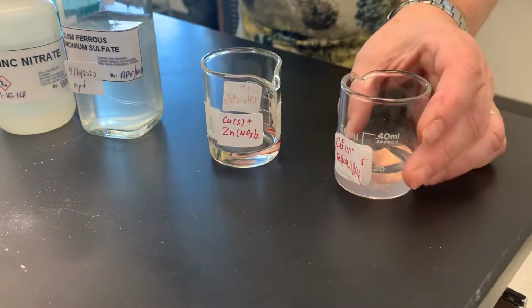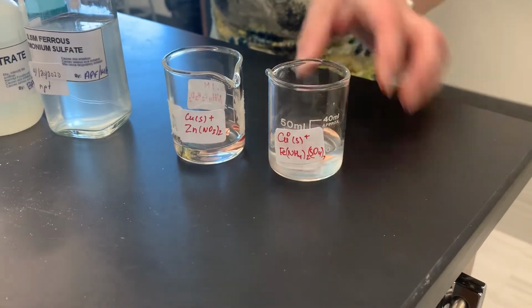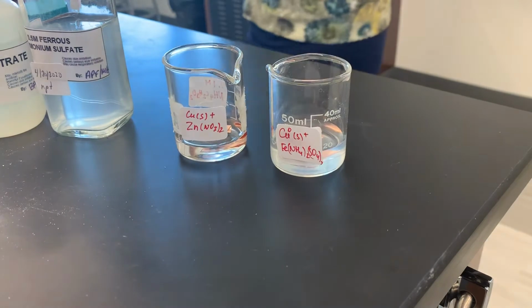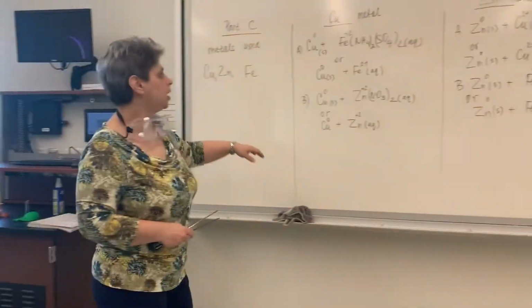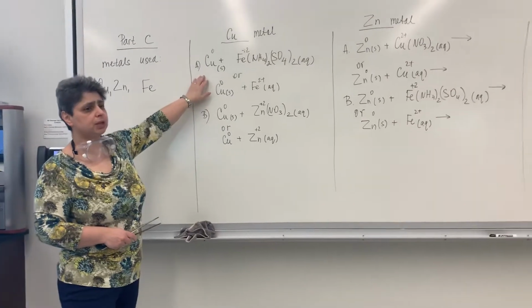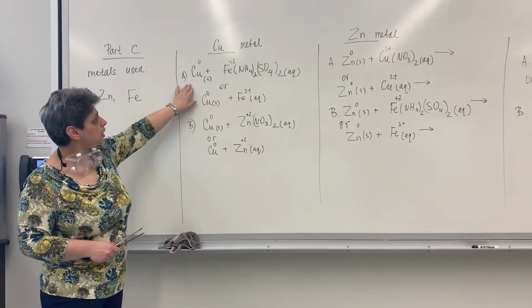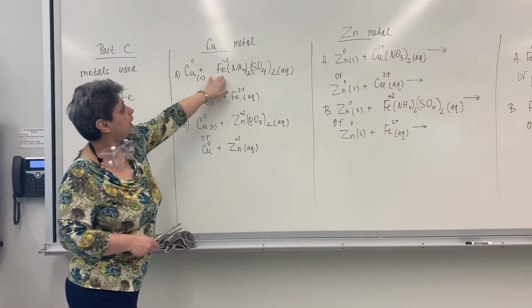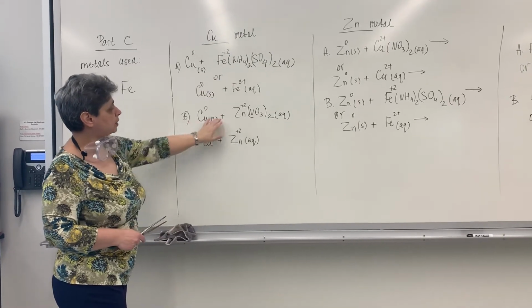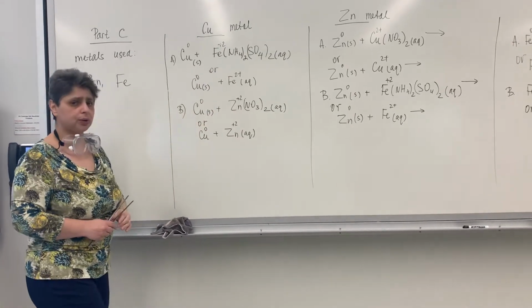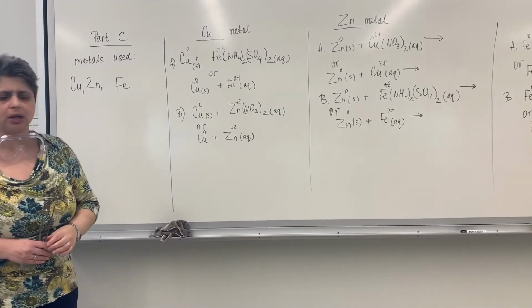And think about also which metal is more active. Remember, only a more active metal can replace a less active metal from its salt. So based on our reactions of metals with HCl in part B, do we think copper is more active than iron? And do we think copper is more active than zinc? So that's the question I'd like you to answer here.